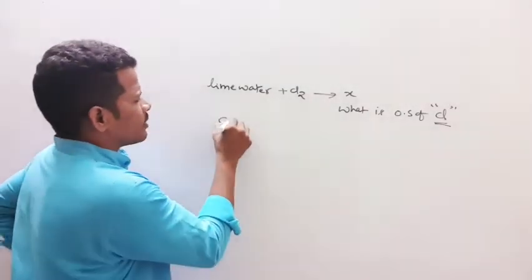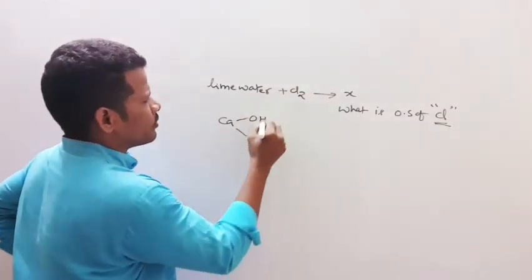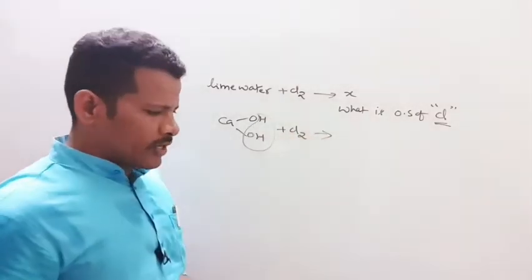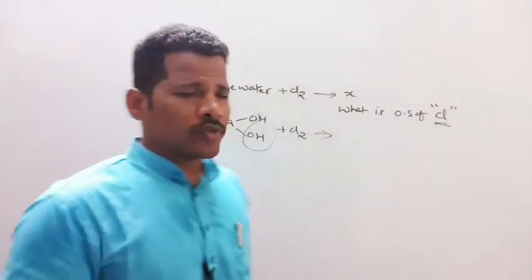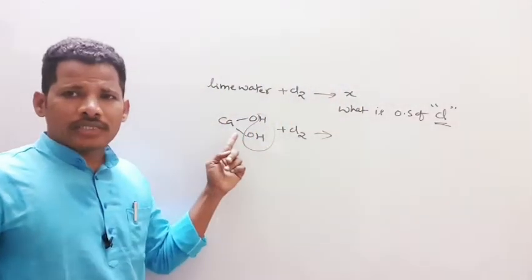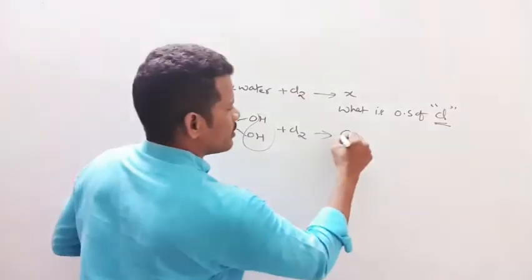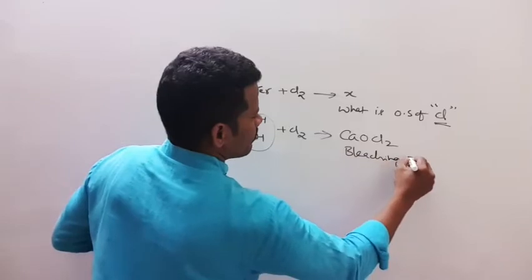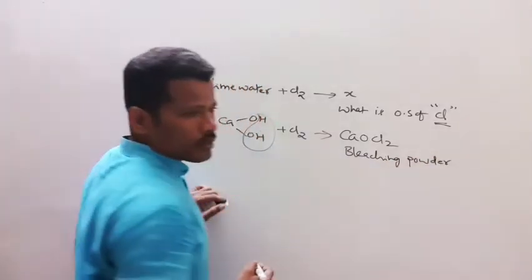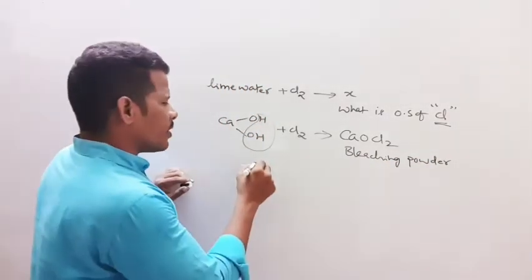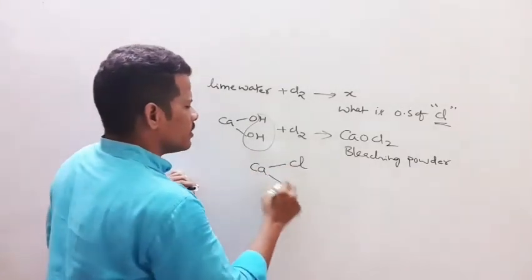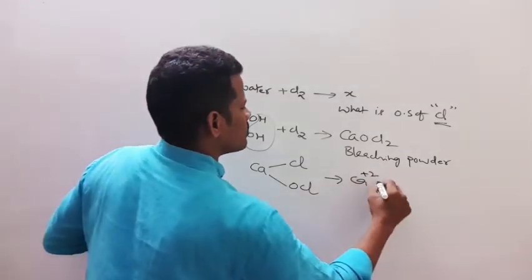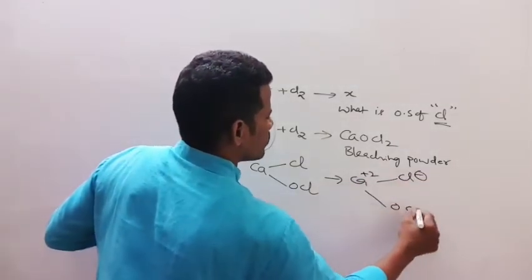So remember here lime water, Ca(OH)2, this is your compound. Now react with chlorine. After removing the water molecule, we observe calcium oxide and chlorine, and finally you have the formula CaOCl2. This is called bleaching powder. Now you can write the formula of bleaching powder as CaCl(OCl). So finally you have Ca2+, Cl- and OCl-.